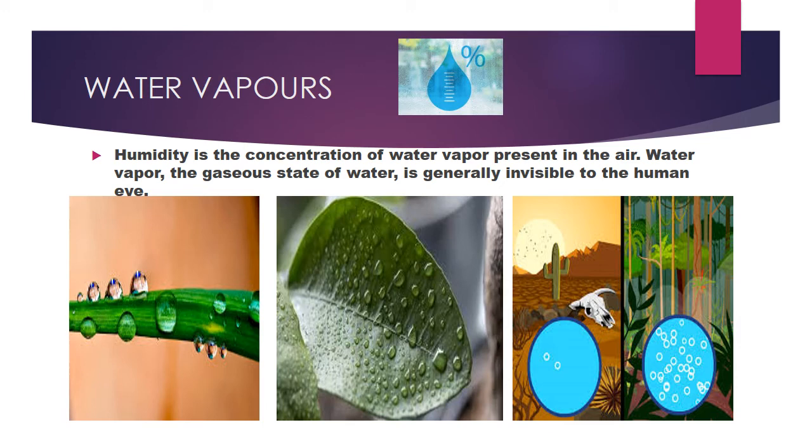Water vapors also determine the climate of the region. For example, in a desert environment, the humidity is low, meaning that water vapors are fewer in the air. But in our environment, the water vapor concentration varies from low to high, so it determines the type of climate of that region.